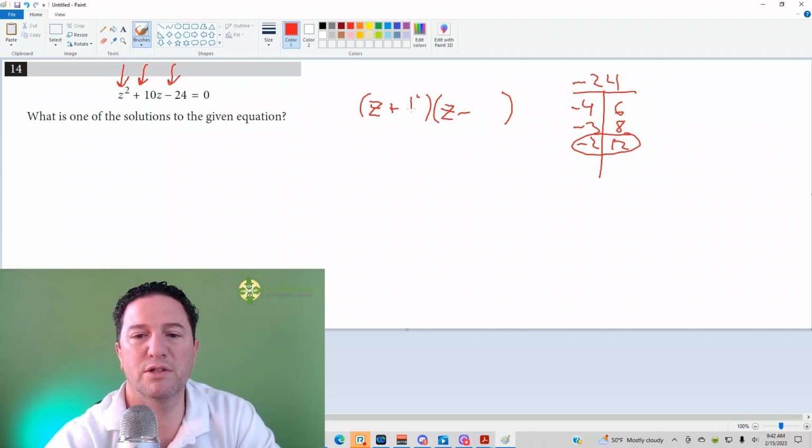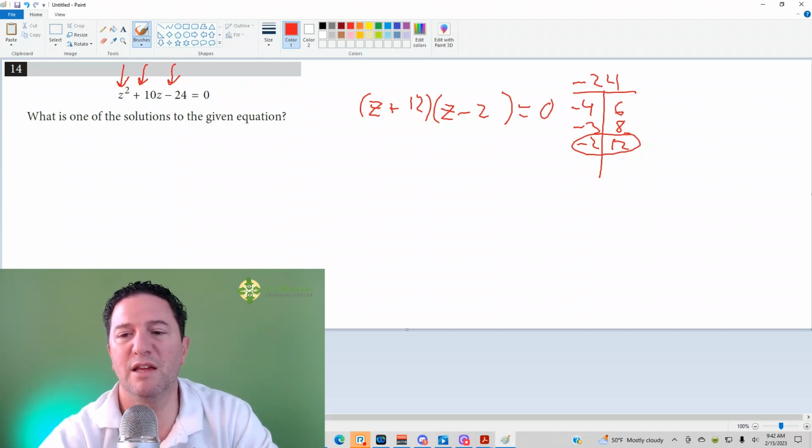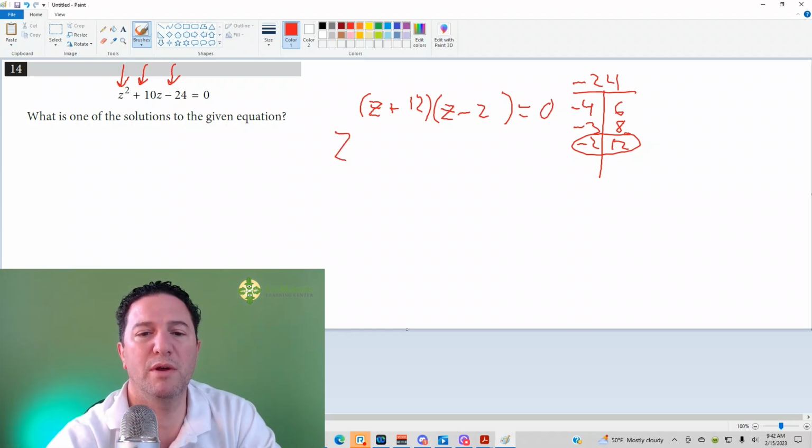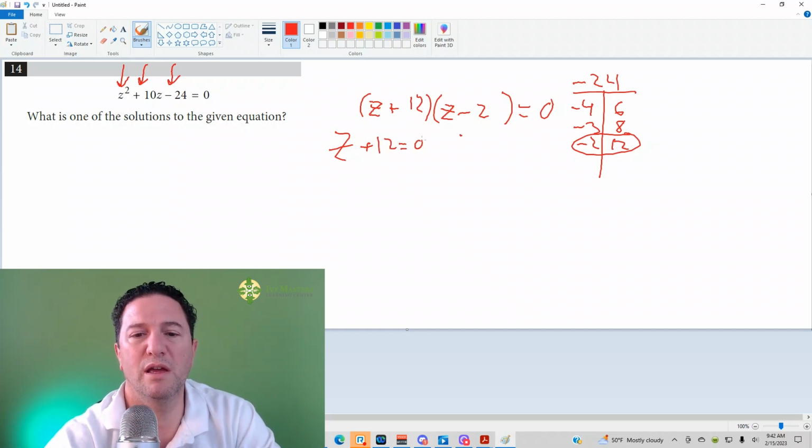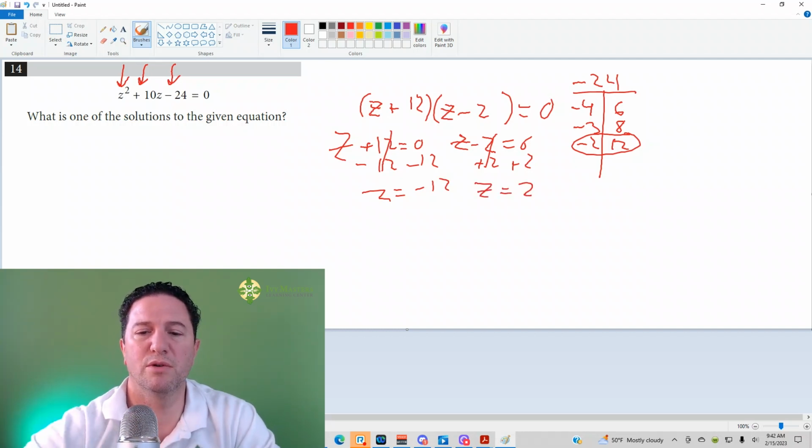So it's plus 12 and minus 2. Keep in mind this is set equal to 0. So now what we got to do is z plus 12 equals 0 and z minus 2 equals 0. And then I subtract 12, and I add 2. And this cancels and that cancels. And I've got z equals negative 12, and I've got z equals 2.